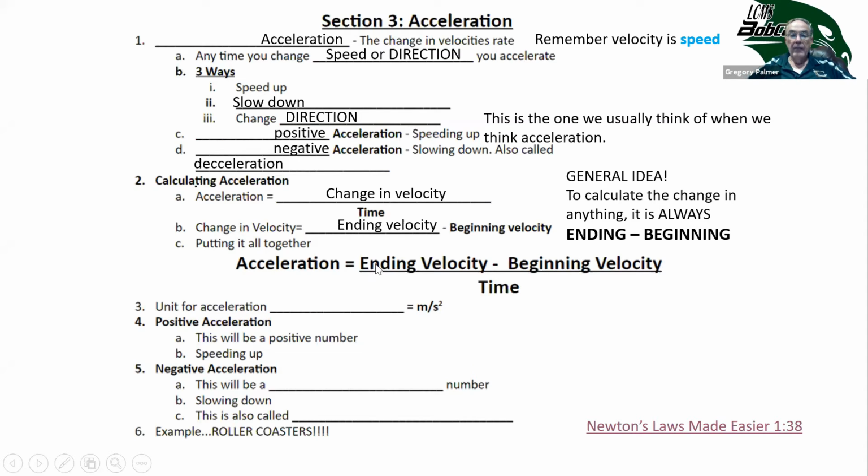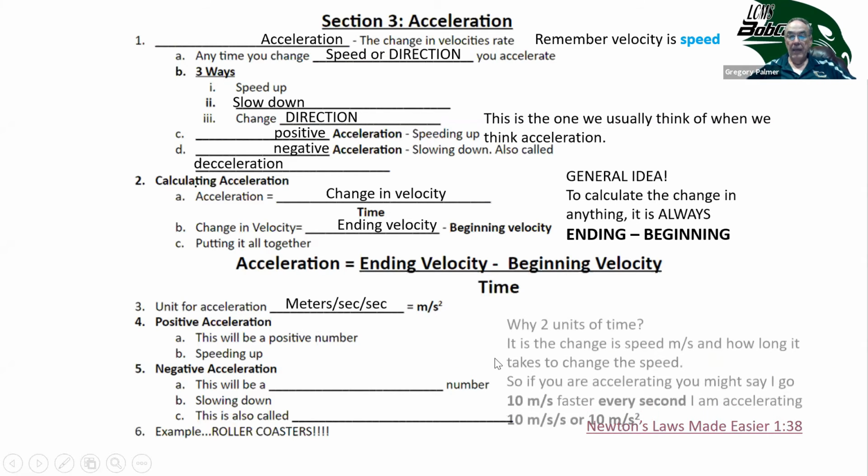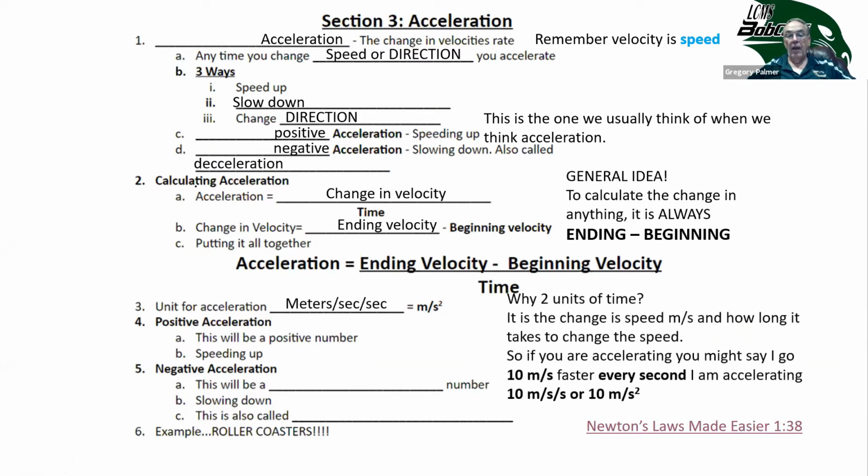So the formula for acceleration is the change in velocity, which is the ending velocity minus the beginning velocity, divided by the time it takes. So the unit for acceleration is meters per second per second. Why are there 2 units of time? It's the change in speed and then how long it takes to change the speed.